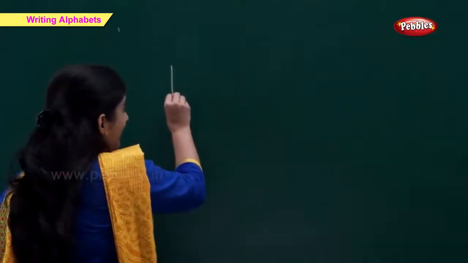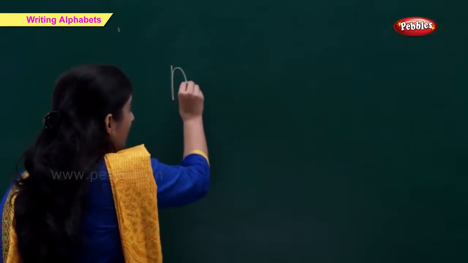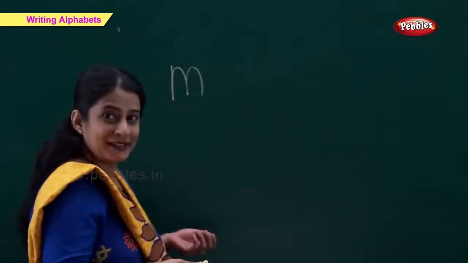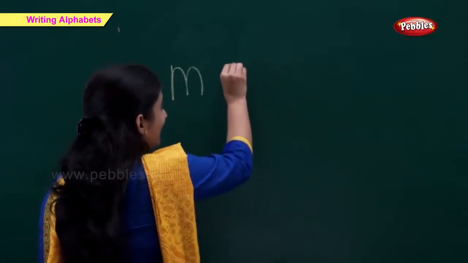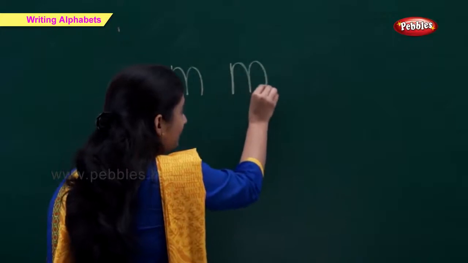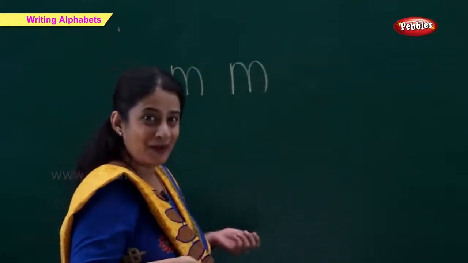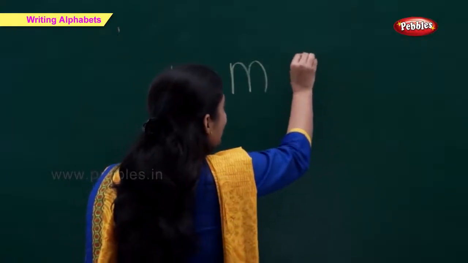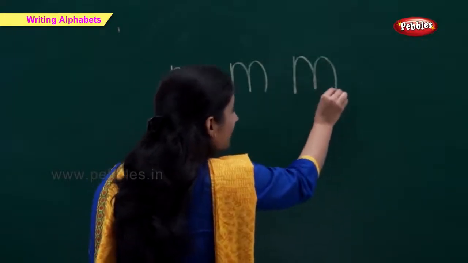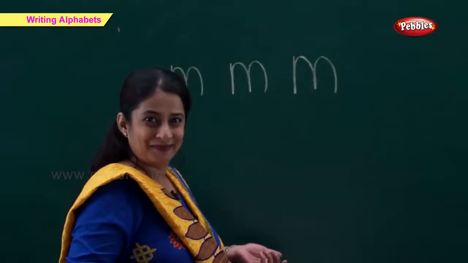Now we will write M. Small m. Standing line with two curves makes small m. Again, standing line with two curves makes small m.